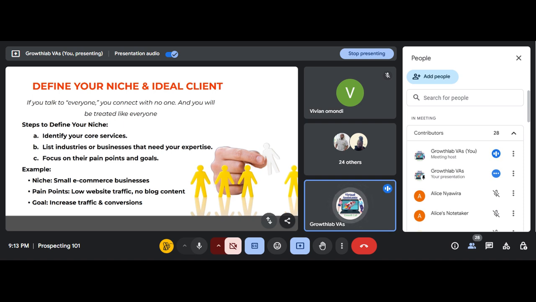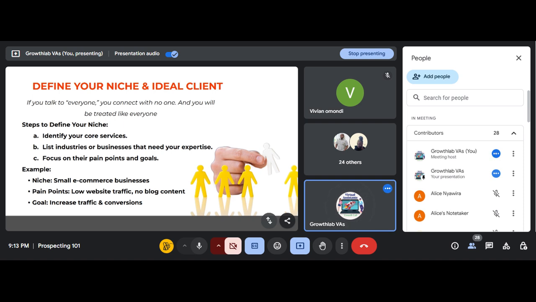So that is one angle of niching. That's on the service. The second method of niching down is you niche down on who you want to serve. So, for example, if I don't want to specialize in bookkeeping or blog writing, instead, I want to offer my services to advocates and lawyers. So that's niching down on your clients. You only serve a specific category of clients.